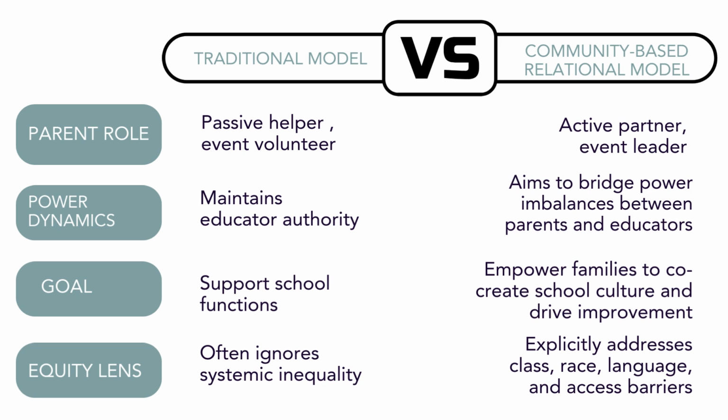The community-based relational model differs from the traditional model by empowering parents and guardians to take on leadership roles rather than occasionally supporting school leaders. This model wants to lessen the power imbalance between schools and families by addressing things that traditional models might gloss over, like race, social injustices, and systemic barriers.